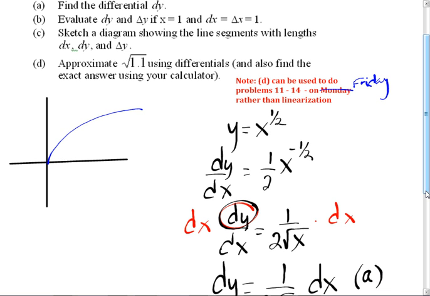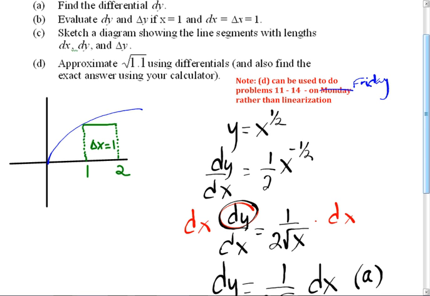Okay, so at x equals 1, how about if I put it right here? I'm not drawing to scale. I hope that's okay. And I want to find dy and delta y. And delta x and dx are both 1. So where am I over here? If delta x equals 1, where am I right here on the axis? 2.